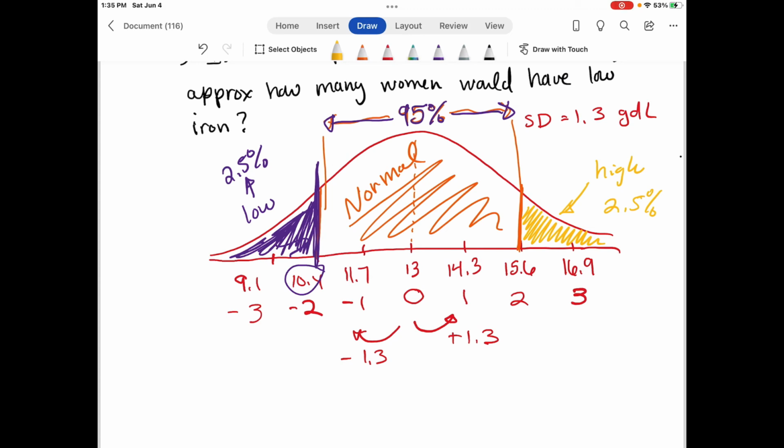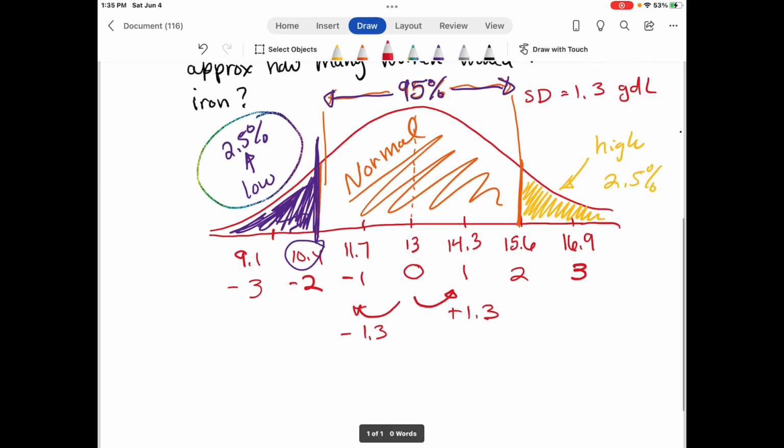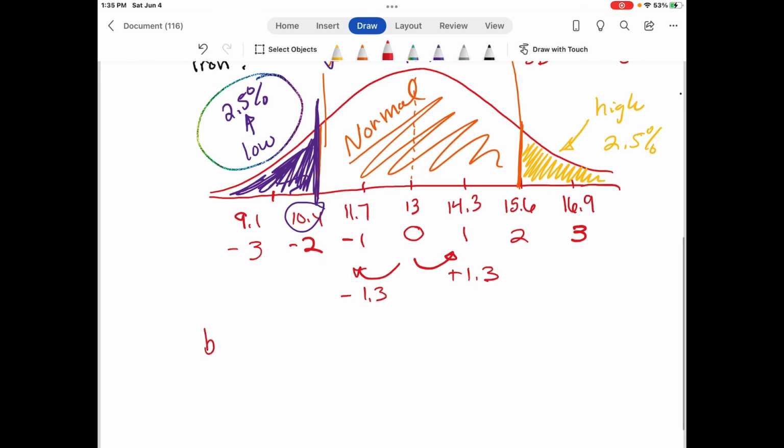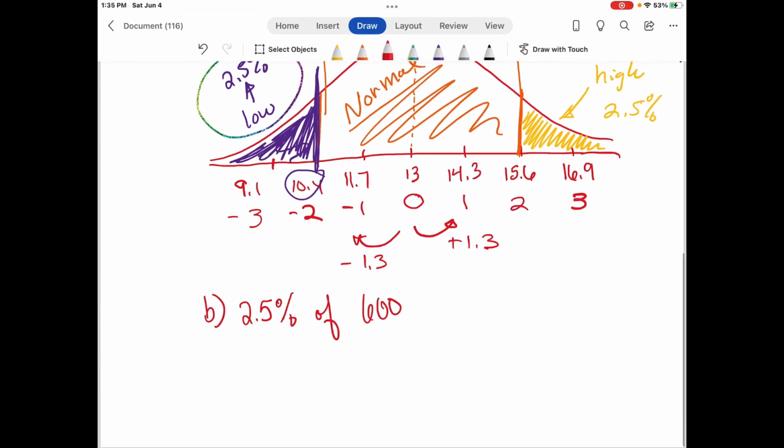So if I know we took a sample of 600 people, and 2.5% I should say, is low, then to find the answer to part B, I'm going to take 2.5% of 600 women. So I'm going to take 0.025 times 600, and that's going to give me 15 women.